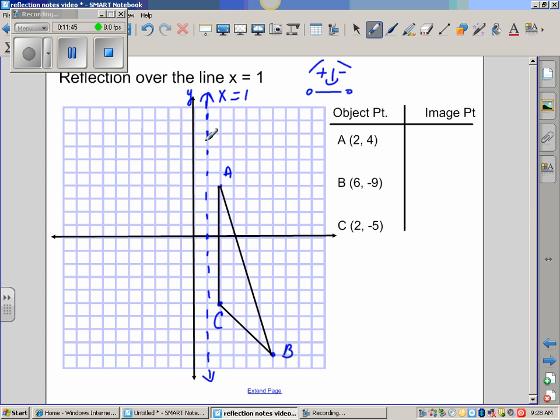Your reflection line is this dotted line. That's why I do not want it solid. You're going to get it confused with your axis line. This is the line of reflection. You're going to try your best to forget that the y-axis is even there. It does not serve a purpose right now.